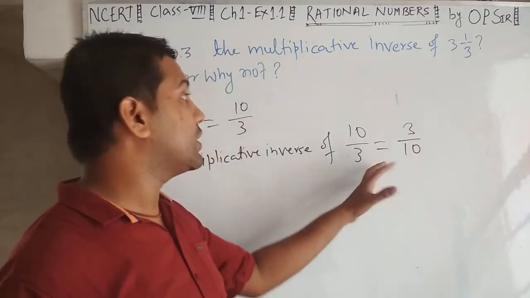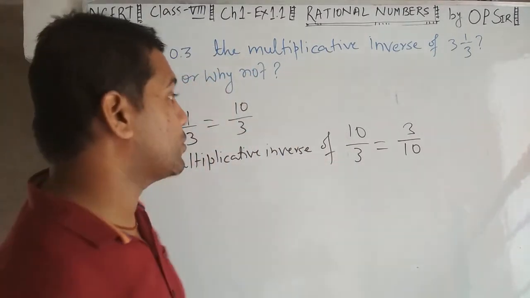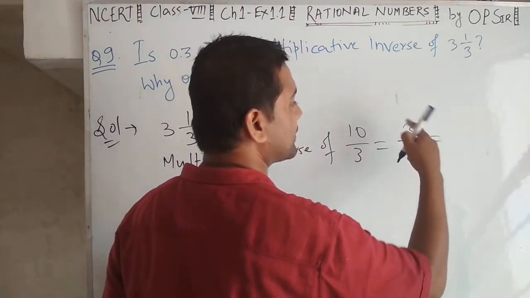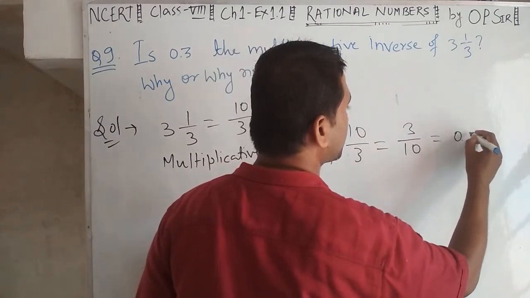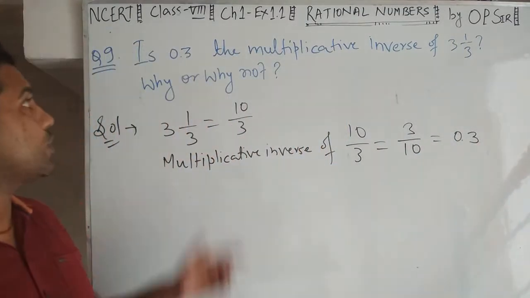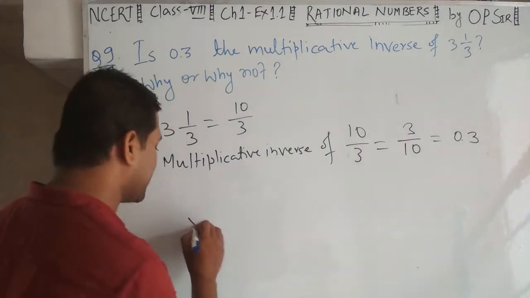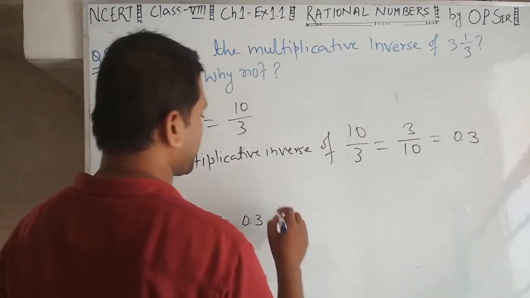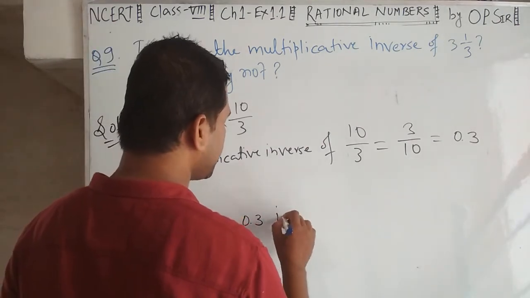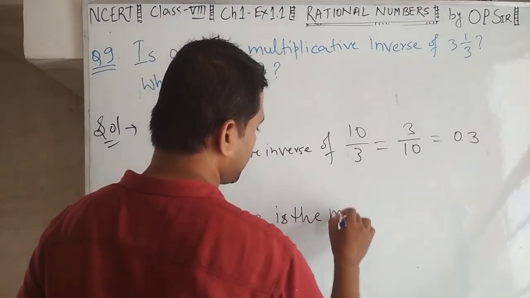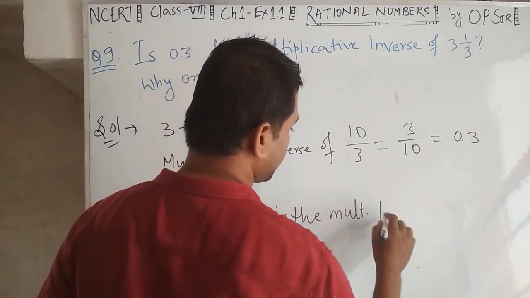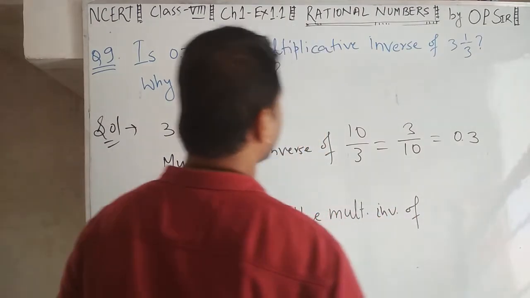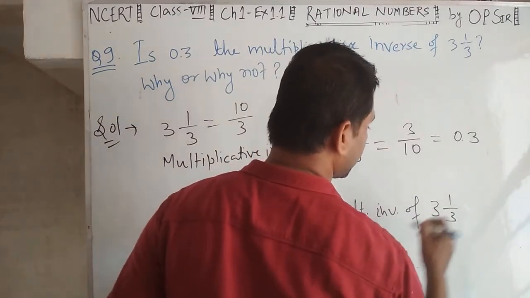Now, as we can see, here it is in decimal. So when we convert this to decimal, we will get 0.3 only. So in this case, we will say yes, 0.3 is the multiplicative inverse of 3 whole 1 upon 3.